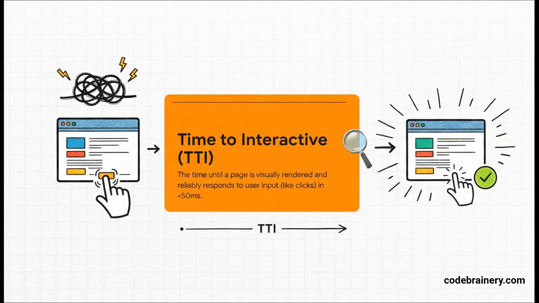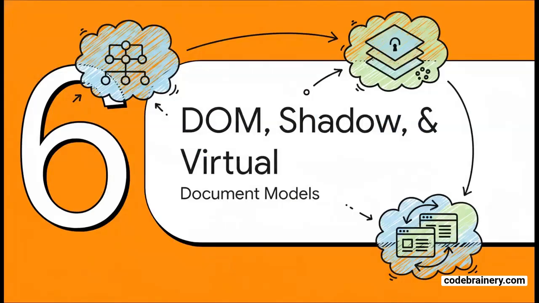So here's the crucial thing. Just seeing the page isn't the end of the story. A page can look totally loaded but be completely unresponsive if its main computer brain, the main thread, is busy running a bunch of JavaScript. That's where time to interactive, or TTI, comes in. It measures when the page is not only visible, but is also ready to respond to your clicks and scrolls almost instantly.